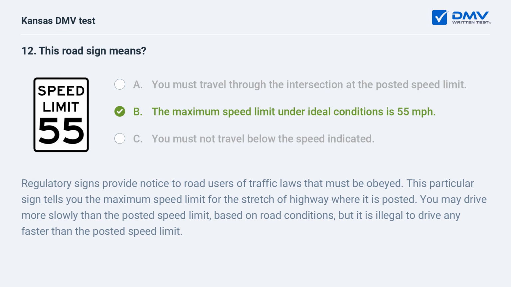Regulatory signs provide notice to road users of traffic laws that must be obeyed. This particular sign tells you the maximum speed limit for the stretch of highway where it is posted. You may drive more slowly than the posted speed limit based on road conditions, but it is illegal to drive any faster than the posted speed limit.